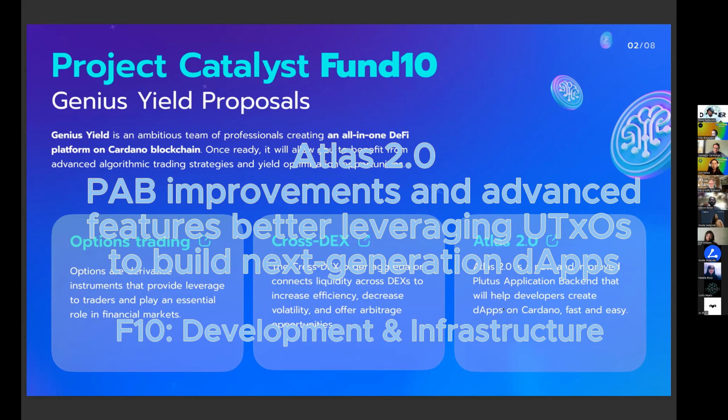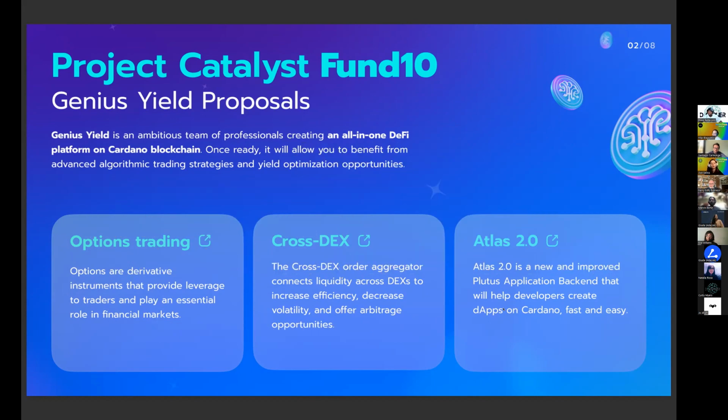The third one is Atlas 2.0. So Atlas is the PAB solution that Genius Shield builds for themselves. There are other PAB solutions. There is the PAB built by IOG. There is the PAB by Lucid, which is also very popular in TypeScript.